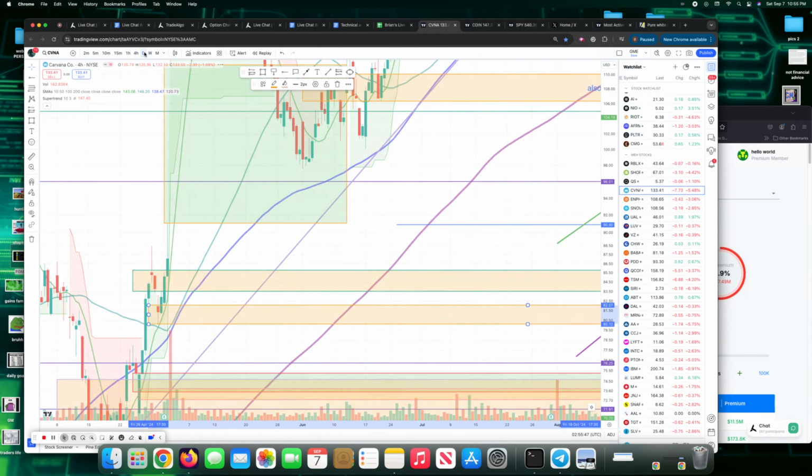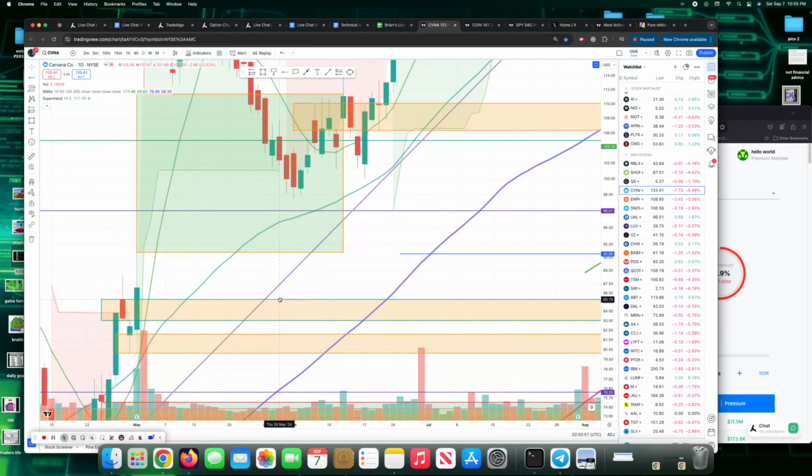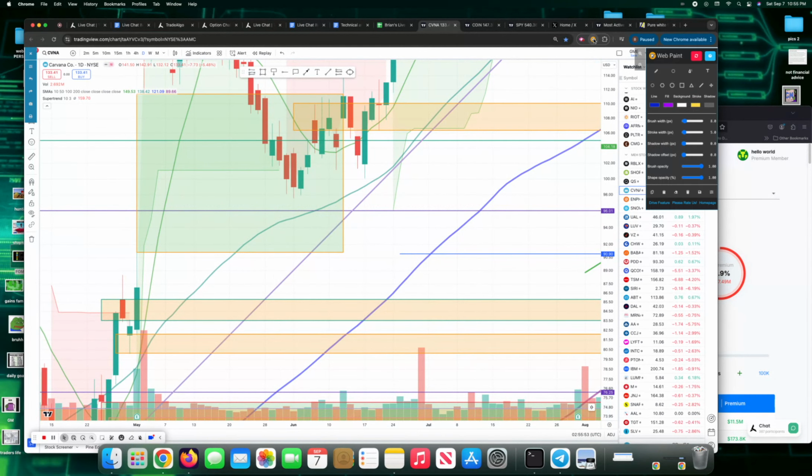But on the daily time frame, it's above the 4-hour demand. This is what I call a weird demand zone. And do they work? Yes, they do. Sometimes price comes down, lower lows, lower highs, lower lows. Boom. Never touches the 4-hour demand.